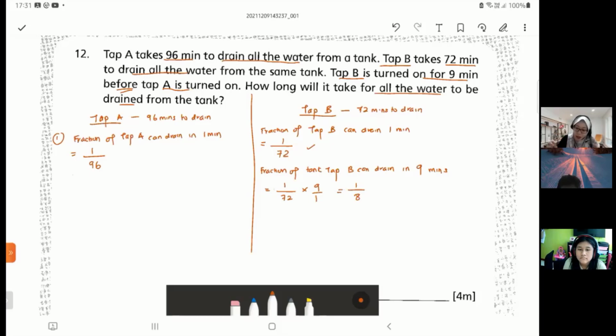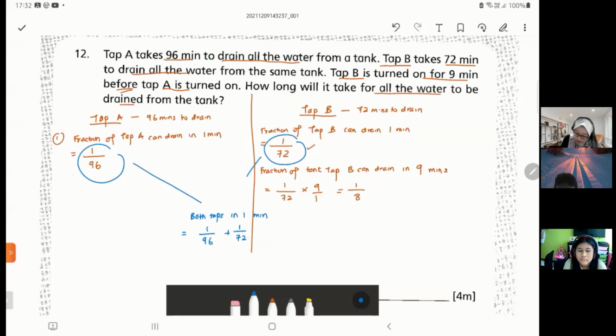Okay, now the thing is they are both turned on at the same time. Only tap B is turned on 9 minutes before tap A, but they are both turned on at the same time. Okay, so I want to know both taps in 1 minute, how much water can they drain, right? You take 1 over 96, you add it with 1 over 72. This is both taps. Equals 7 over 288. So both taps can drain 7 out of 288 of the tank in 1 minute.